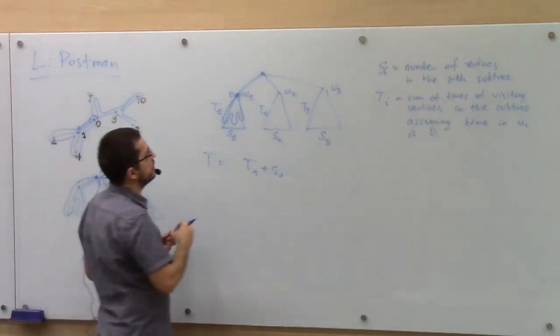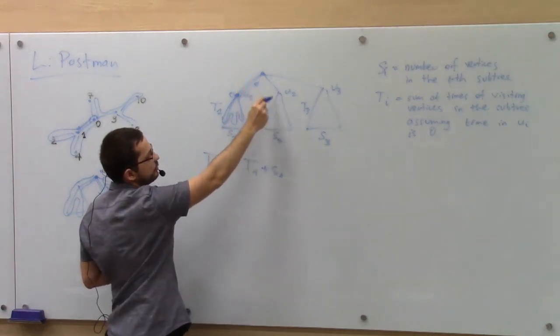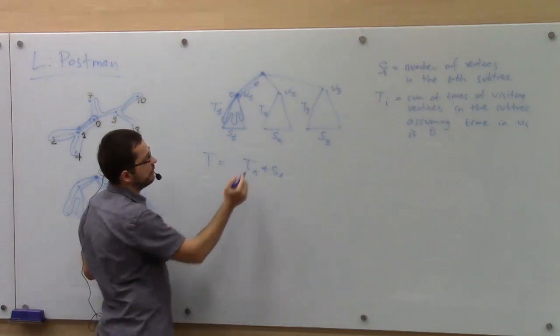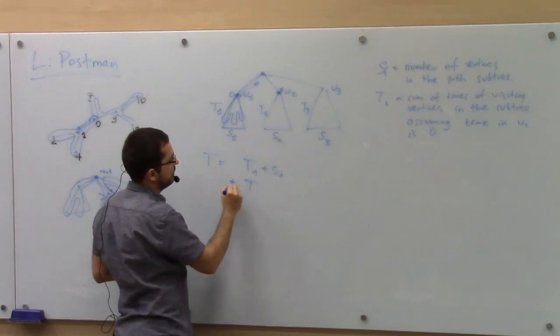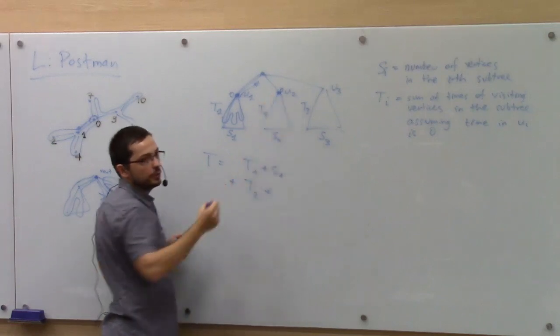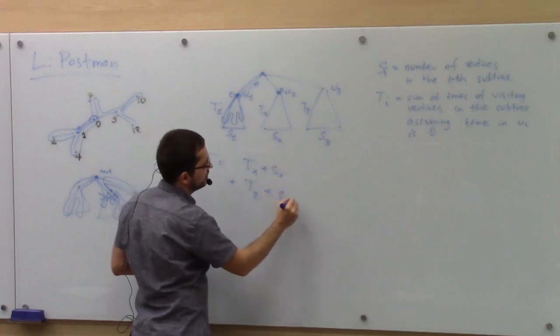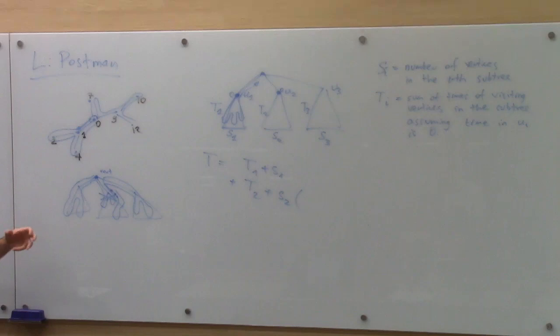Okay, and then we go back here to the root, and then we want to visit the vertices from the second tree. So once again, if we had time 0 here, we would have T2, but we are not at time 0 here. We are some later. So we need to add for every vertex here, and we have S2 of such vertices, the time at which we are in this vertex. So what will be the time?